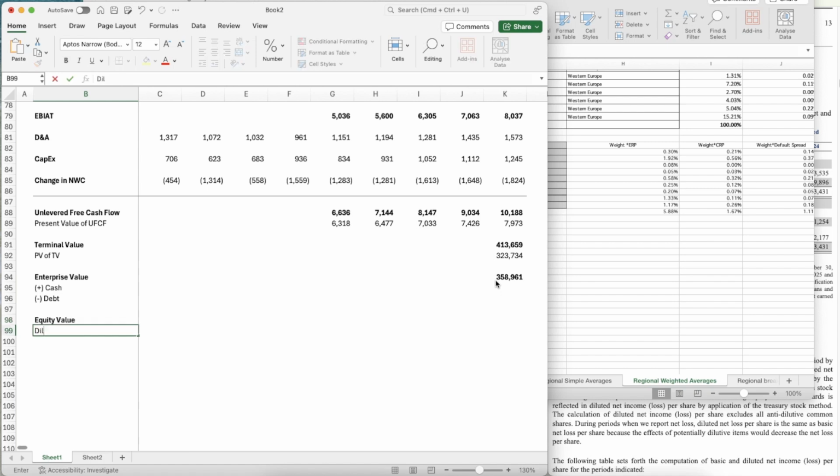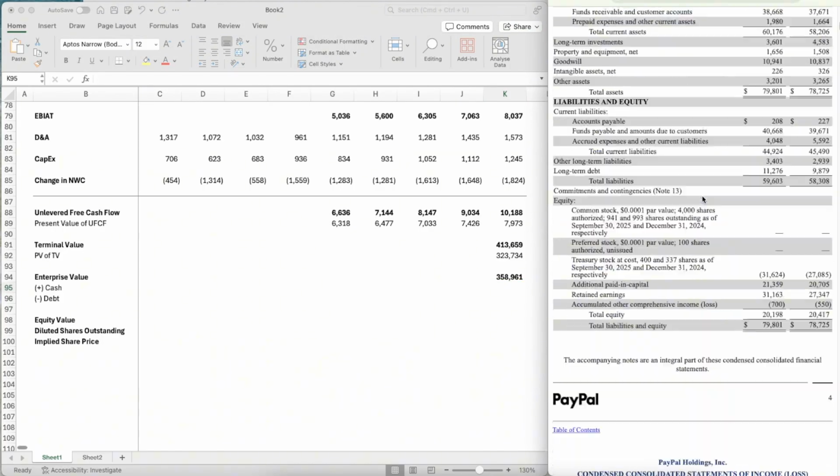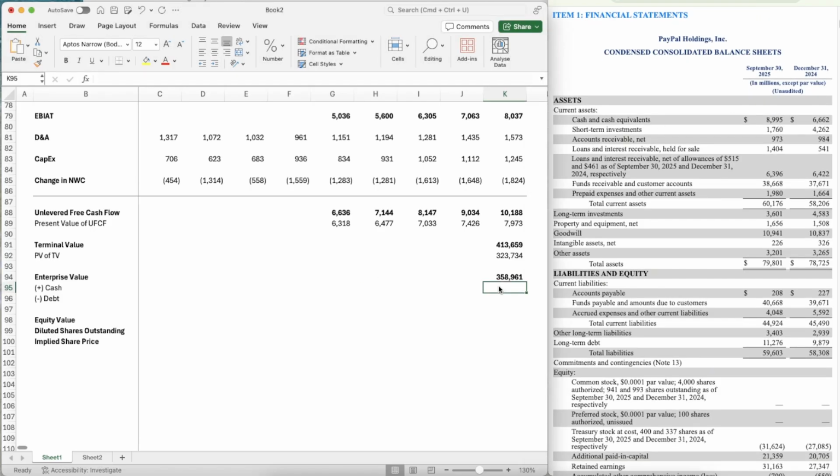From the equity value, we then divide it by the diluted shares outstanding to get the implied share price. But let's not jump ahead of ourselves. We want the cash, so we need to come back to the balance sheet. At the top, we want these two here. Equals 8995 plus 1760. We want to take the debt, which we know from the WACC.